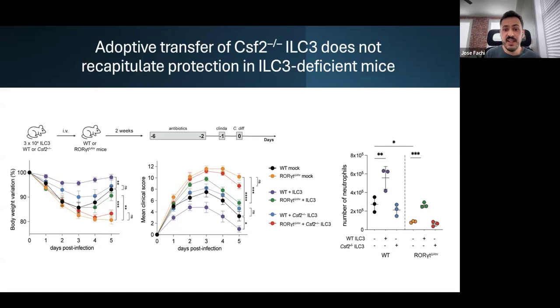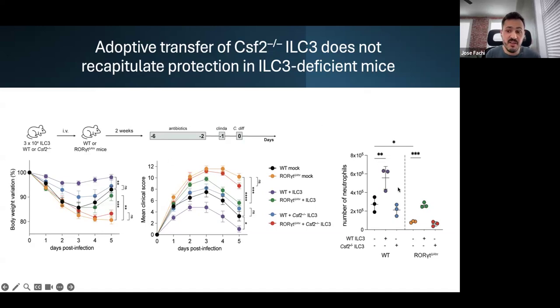And surprisingly, when you have GM-CSF production, shown by the green line, you see protection. But when you don't have the red, you see that these mice are very sick. They are not able to recapitulate the protection. So this suggests that expression of GM-CSF by ILC3s is very important for this early immune protection in the infected mice.